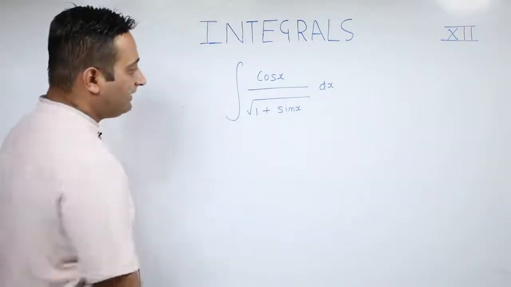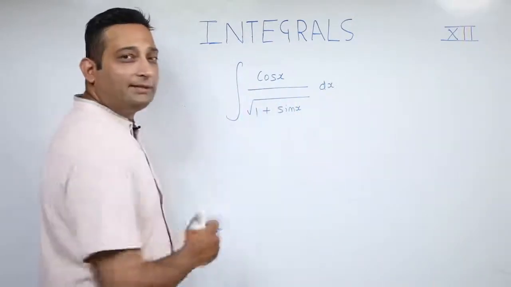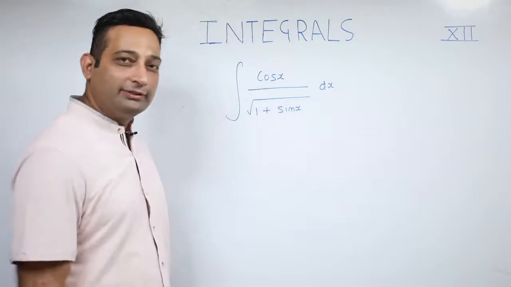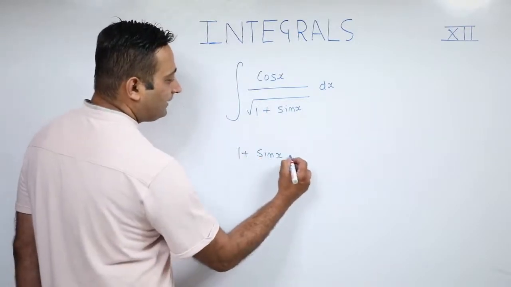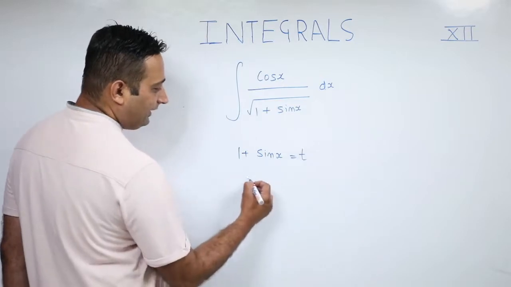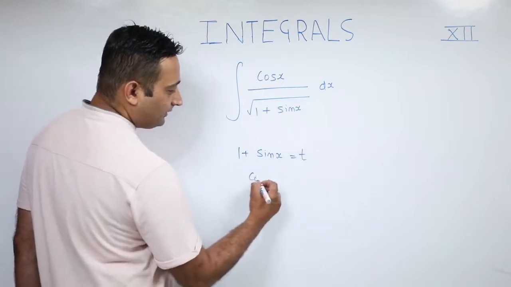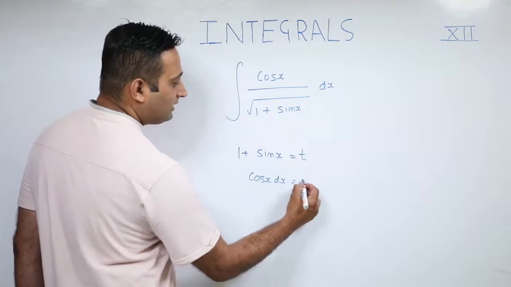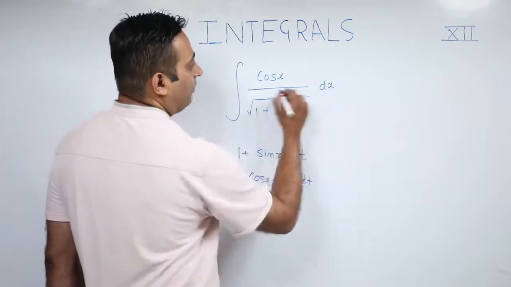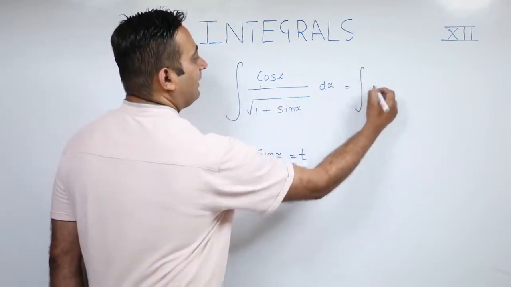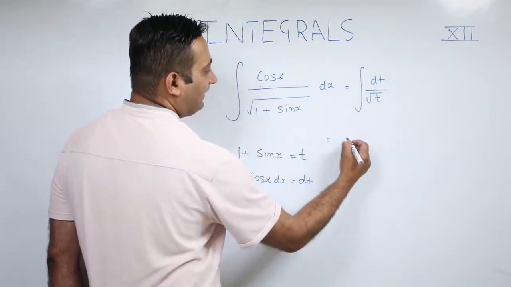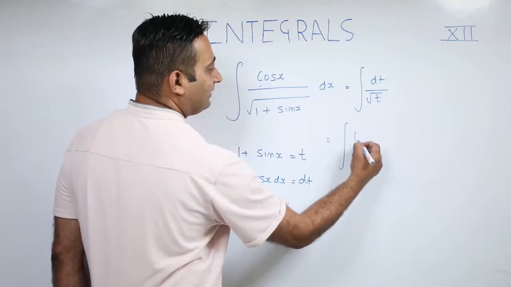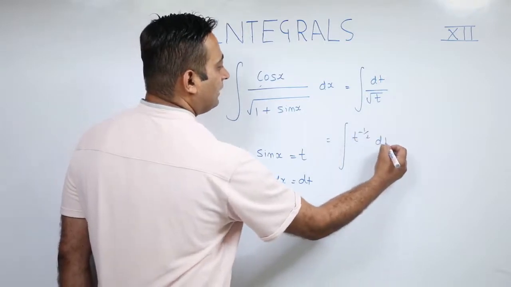In this question, we can see that the derivative of 1 plus sin x, that is cos x, is already present in our question. So we'll put 1 plus sin x as t. So we get the derivative as 0 plus cos x dx is equal to dt. So now we have cos x dx, we can write it as dt by root t. Now we can find the integral of this using the standard integral. We can write it as t raised to the power minus 1 by 2 dt.